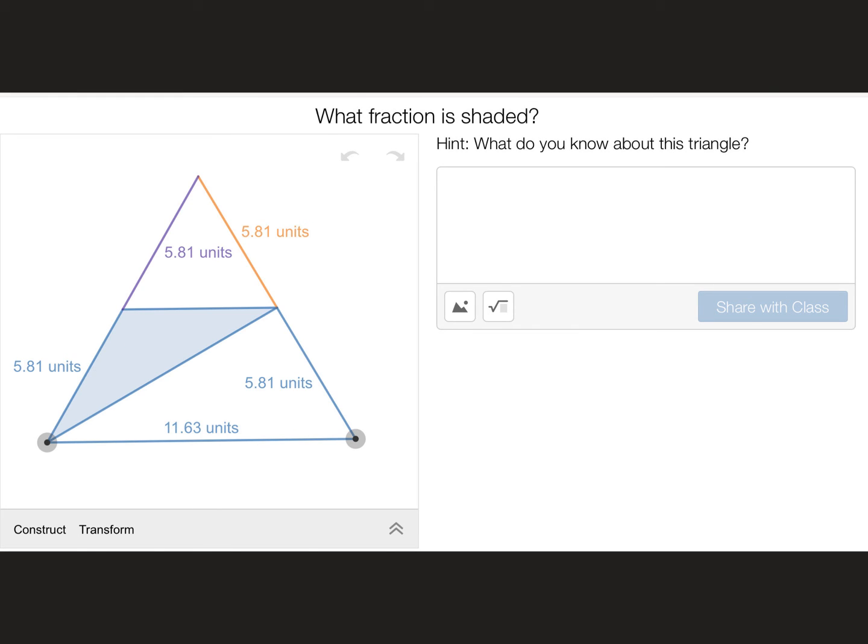Okay, so now we want to know what fraction is shaded here. It's really important to note right away that this orange and this blue, if you add them together, you're almost exactly going to get this. There's a little rounding, because if you actually added these together, 581 plus 581, or times 2, you're going to get 1162. But there's just a rounding issue that Desmos is doing that's causing it to be a little bit off.